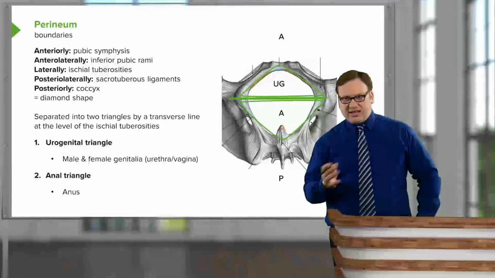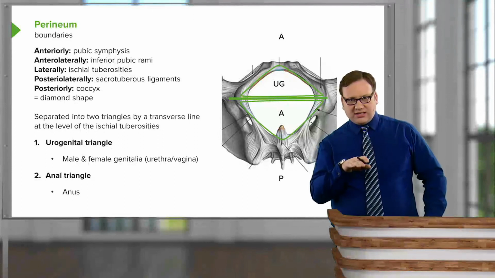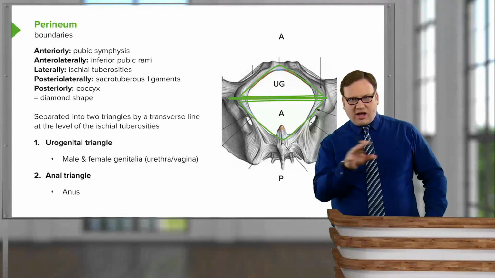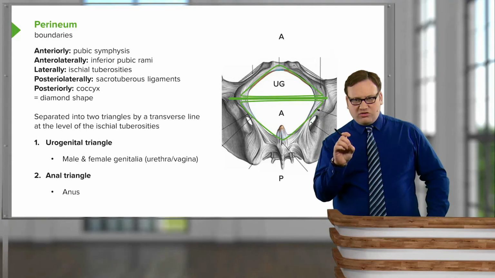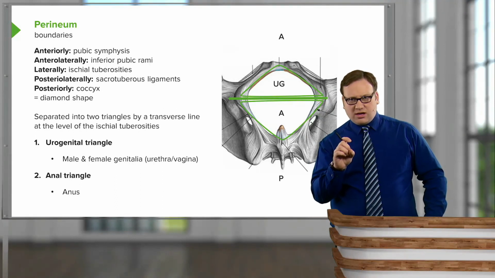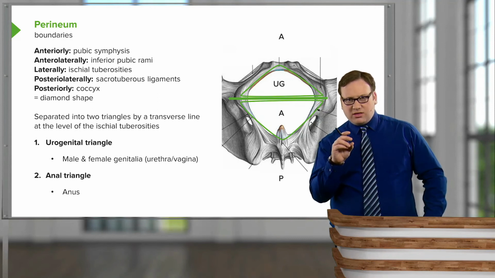With their external genitalia removed, we can see the pubic symphysis, we can see the coccyx, and we can divide this diamond shape into two triangles: urogenital triangle, anal triangle. Within these triangles, we'll have those apertures for the urethra, the vagina, and the anus.